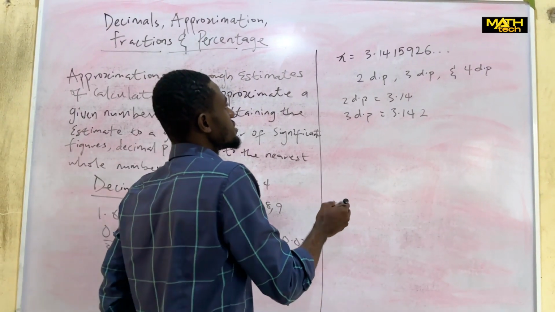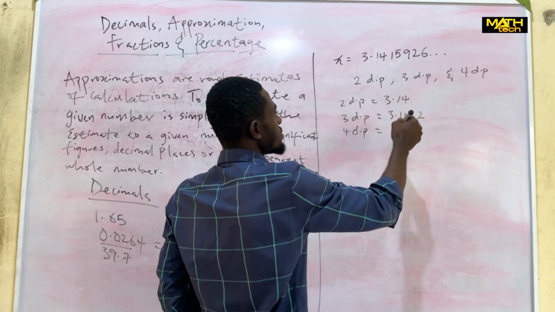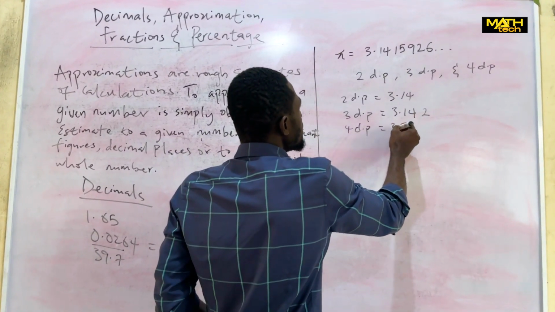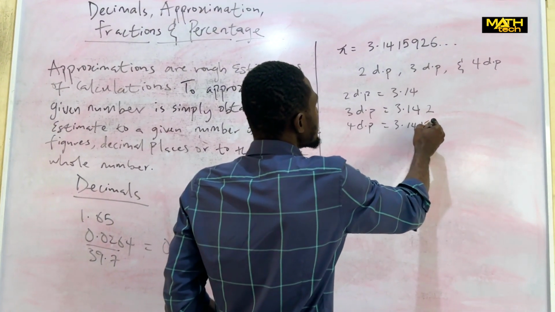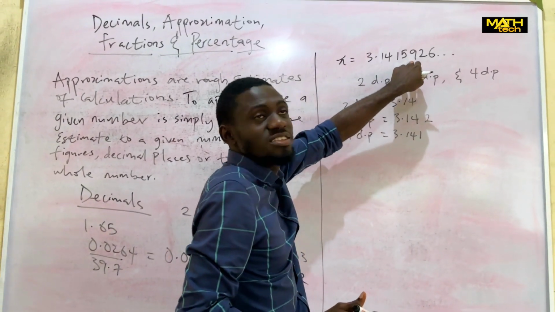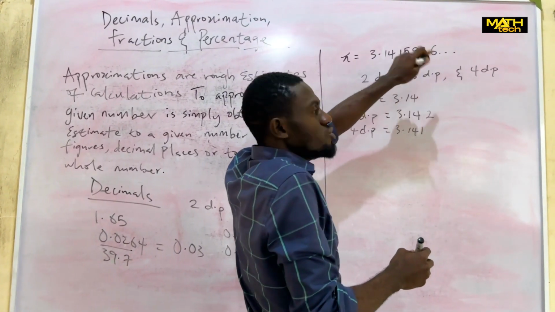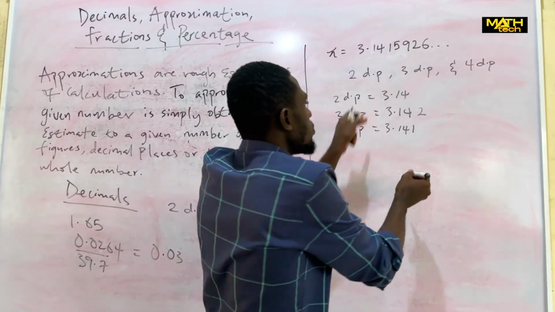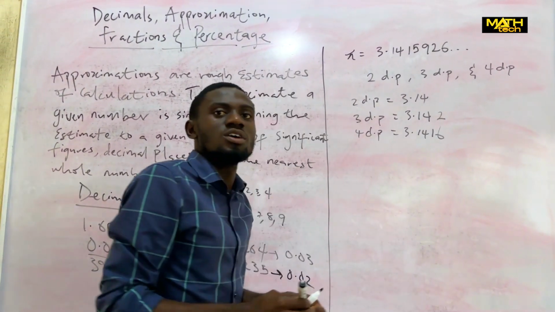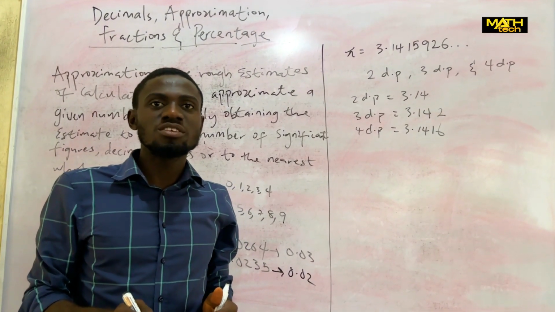Also for the 4 decimal place, we'll have it to be 3.141, and 5 is the next number. Look at the next number here. The next value here is greater than or equal to 5. So when you round up, add 1 to 5, you have 6. So that is just a pretty simple concept of decimal places.